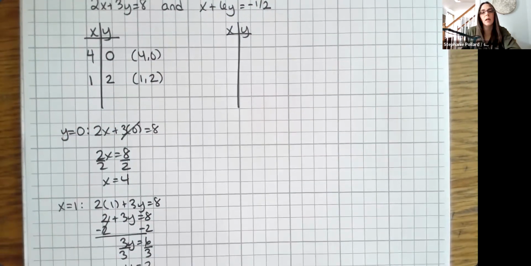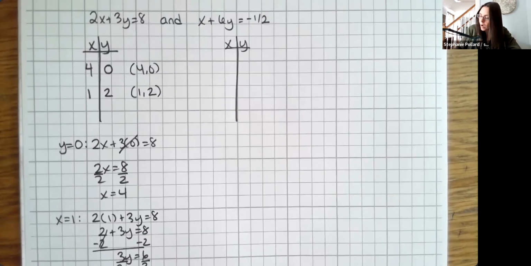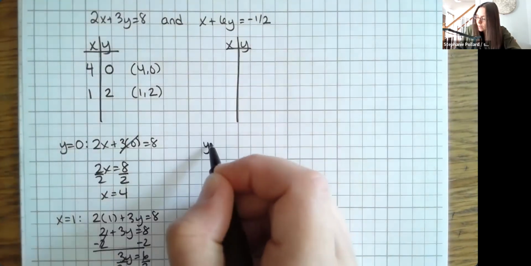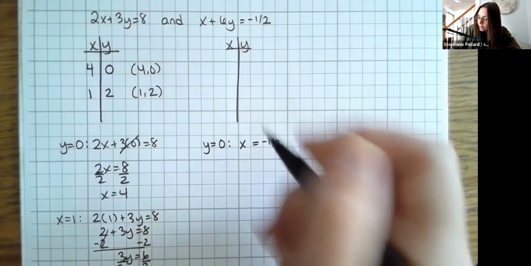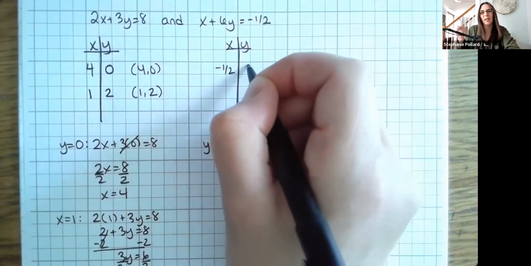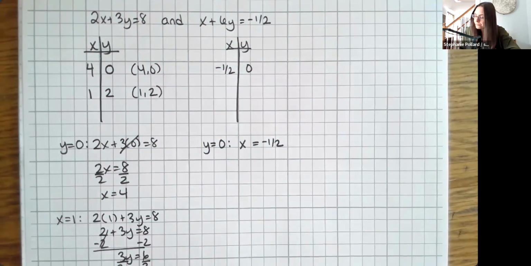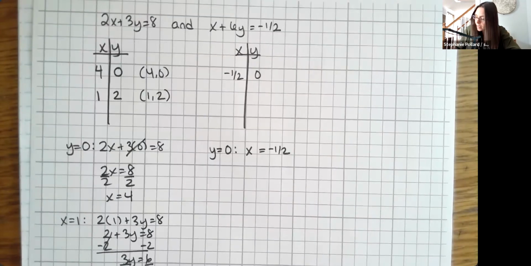All right, for this one here, I'm not going to work as hard. I'm going to let fractions be okay. If I plug in y equals 0, that's a pretty easy one. I just get x is equal to negative 1/2. And 1/2 is not too bad to graph, so I'm going to go with that one. And let's see here. Maybe we'll just plug in y equals 1.